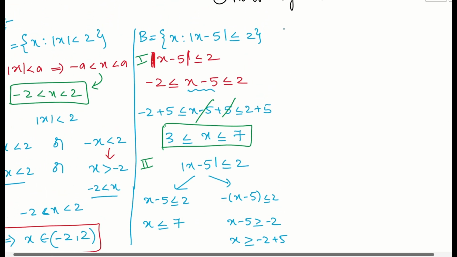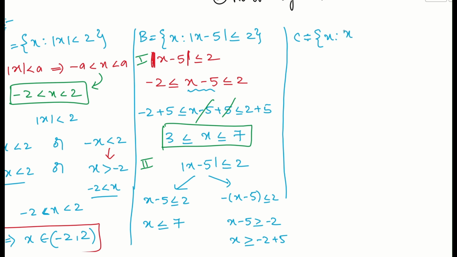Now we have got the values of the A set and the B set. So now let us consider the C set. What is the C set here? x such that mod x is greater than x. I think I have done two problems with two methods, so let us do this one directly. So we have mod x is greater than x.